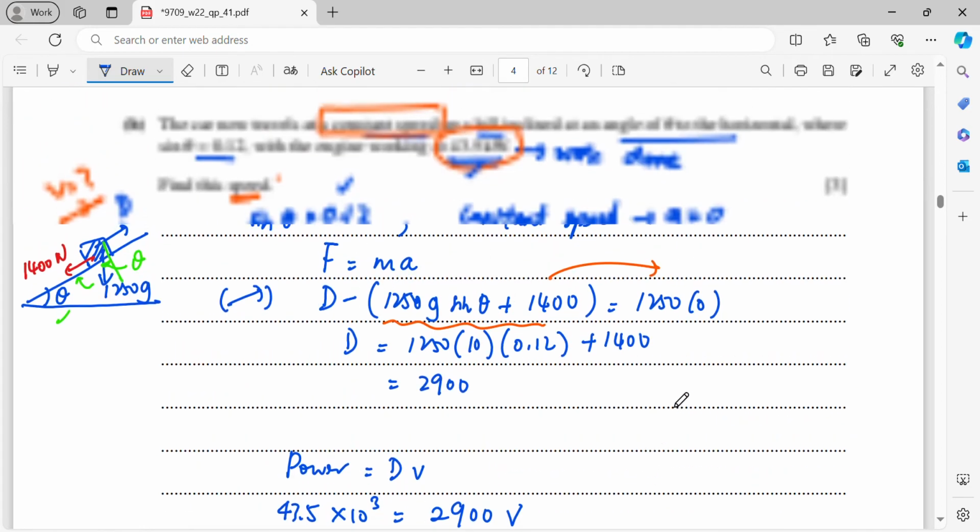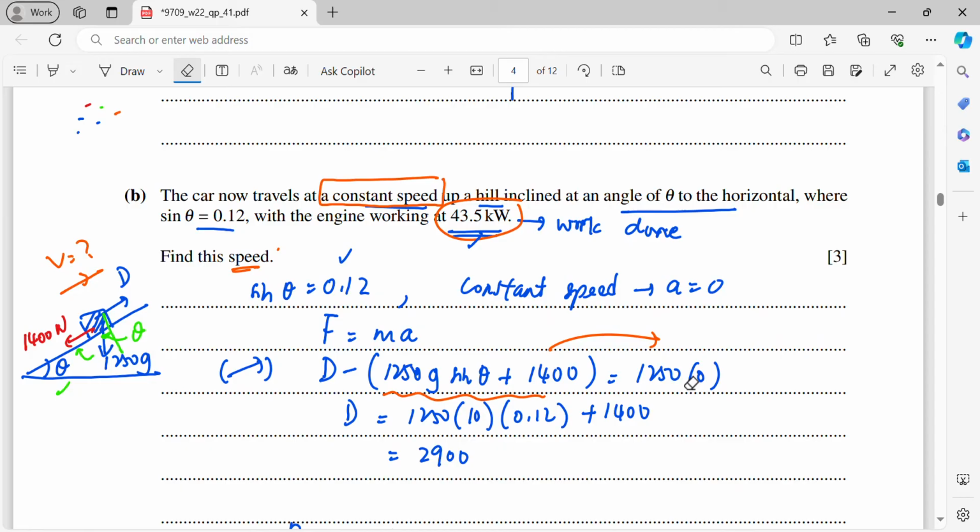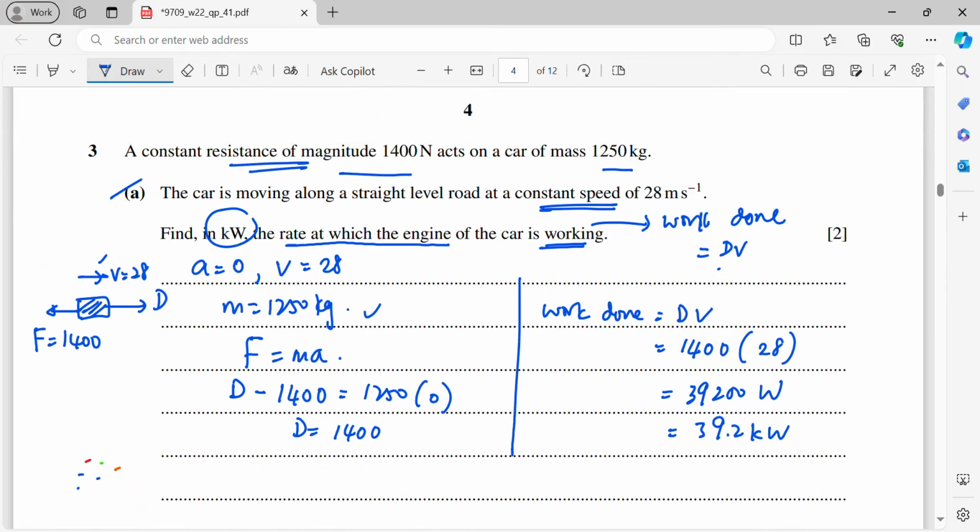So it is not work done. I explained it wrongly, because work done is F times d. So this is power, right? The same goes for this. This is power, not work done, because of the rate. Rate of work done is power.